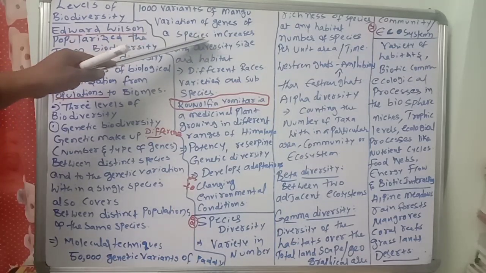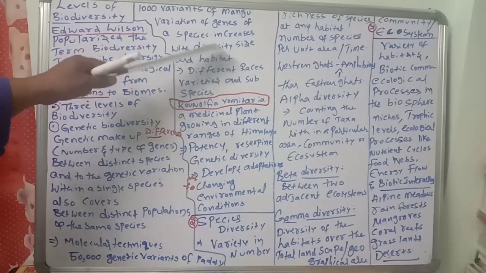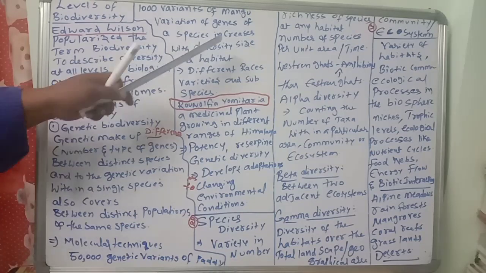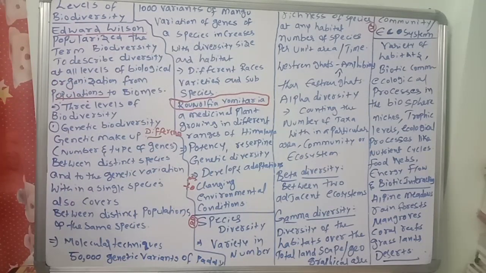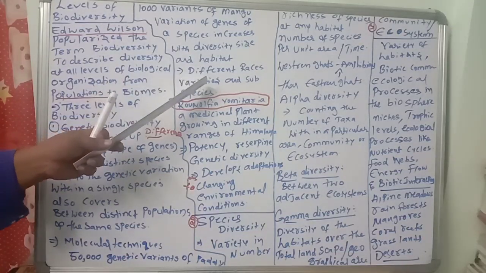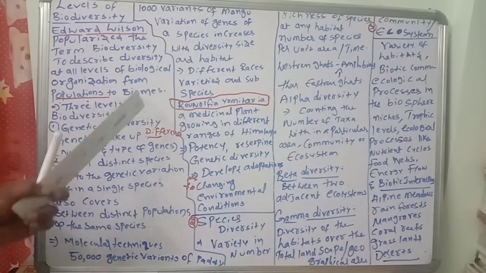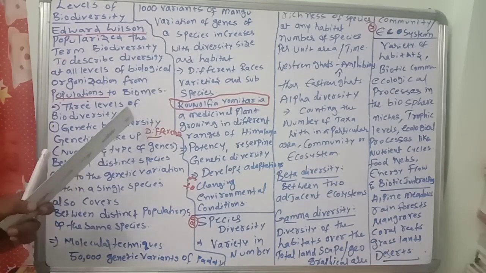Variants of genes of species increase with the diversity, size and habitat. So the variation of genes of the species increases with the size and habitat. As size and habitat increase, the variation of genes also increases. Different races, varieties and subspecies also form because of this genetic biodiversity.